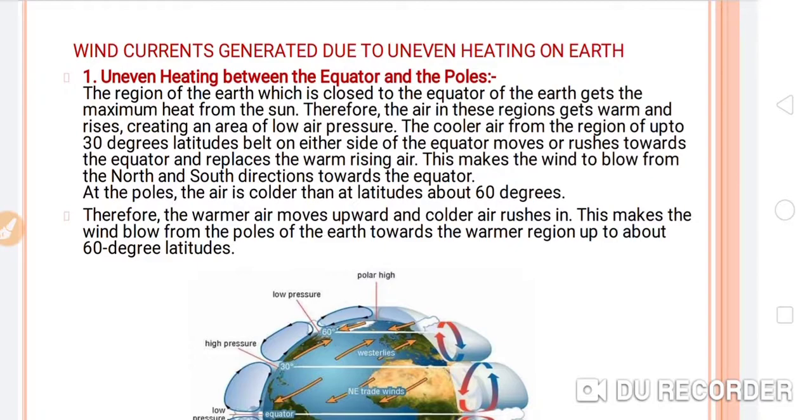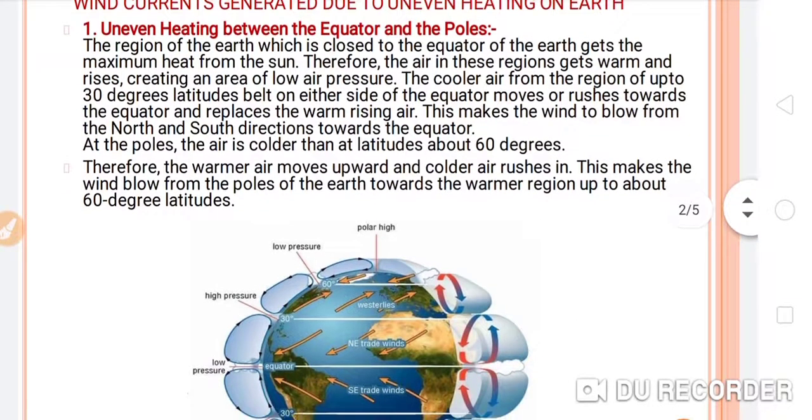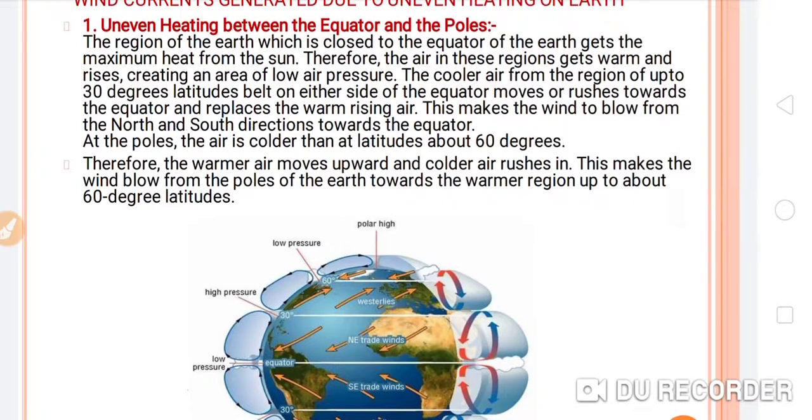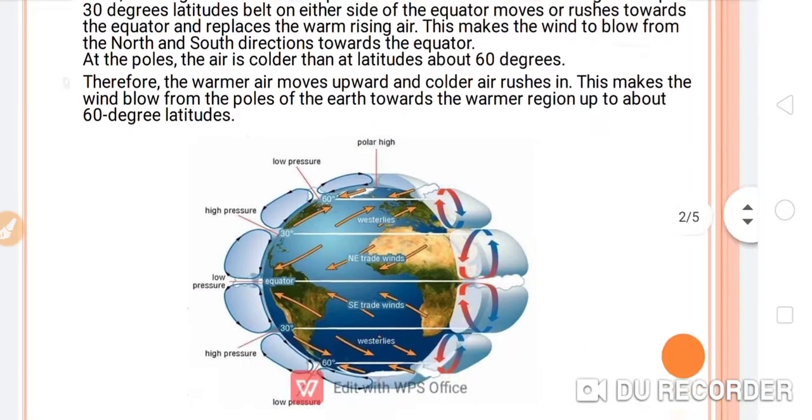At the poles the air is colder than at the latitudes about 60 degrees. Therefore the warmer air moves upward and cooler air rushes in. This makes the wind blow from the poles of the earth towards the warmer region up to about 60 degree latitude.